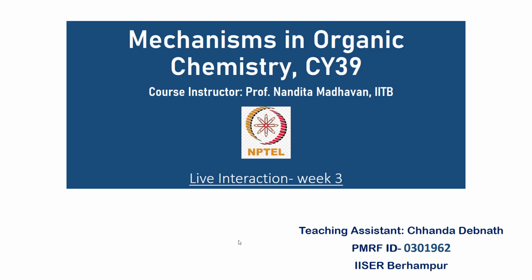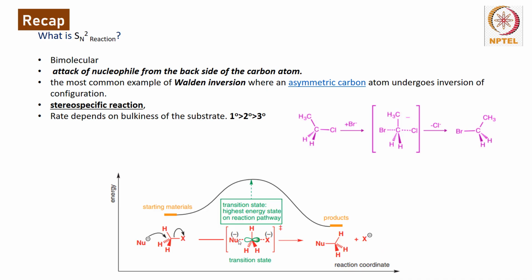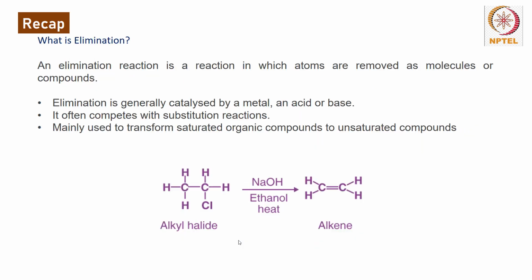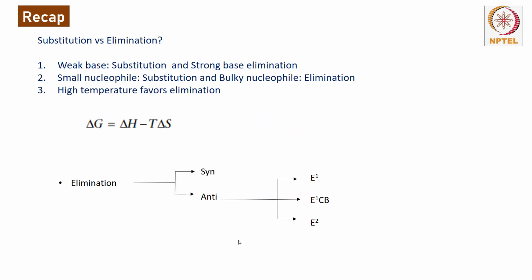So in the previous class, we were discussing some concepts of different types of organic mechanisms. So here is the continuation. Before that, I will give a recap. In the previous class we discussed the SN2 reaction and its energy diagram. After that, we discussed some concepts of elimination, followed by the difference between substitution and elimination.